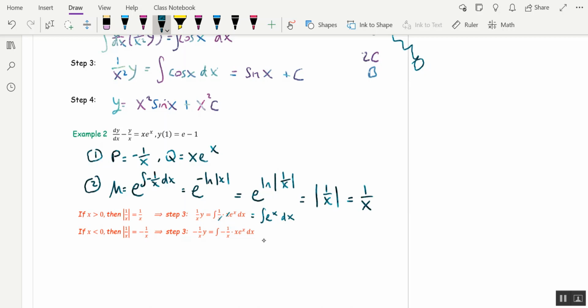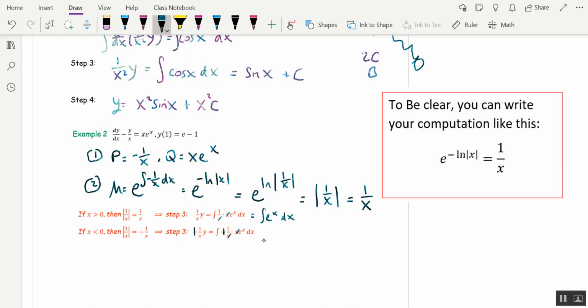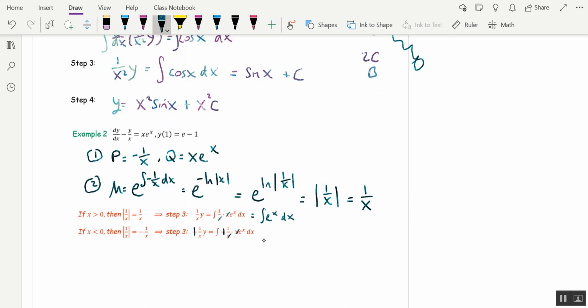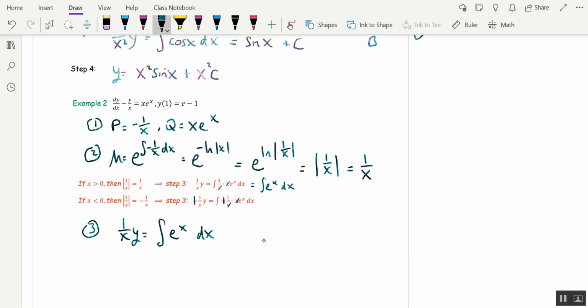Now, if x is negative, then the absolute value of x is negative 1 over x. So step 3 would jump to multiplying both sides by negative 1 over x. Well, the minuses cancel anyway, because you're doing it on both sides. And then these x's cancel. I end up with the exact same thing as I ended up with by assuming x was positive. So you're allowed to go ahead and get rid of the absolute value. I'm just going to assume that my mu of x is 1 over x for my step 3, and go 1 over xy is the integral of e to the x dx, which is e to the x plus c.